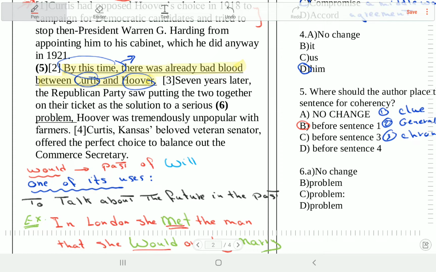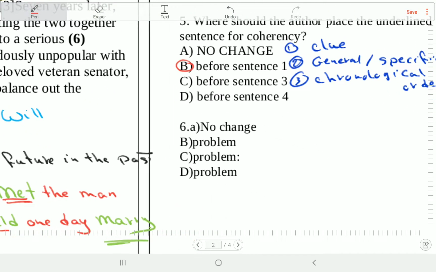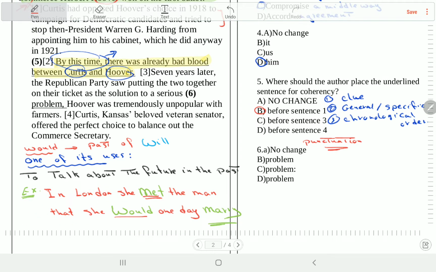Seven years later, the Republican Party saw putting the two together on their ticket as the solution to a serious problem, comma, Hoover was tremendously unpopular with farmers. Of course, vertically, as I taught you: comma, colon, nothing. So this is punctuation. Pay attention to run-on sentences. Don't put two complete ideas together with no semicolon, comma and fanboys, or full stop. That's a run-on. Let's see what it says.